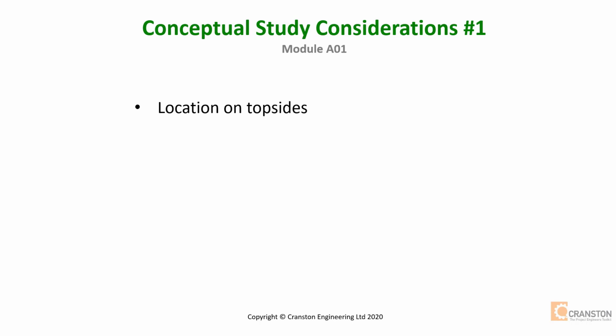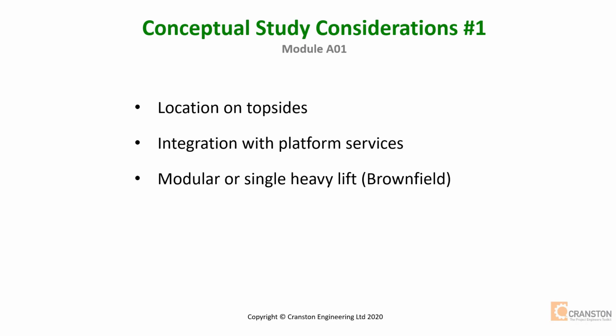We also need to look at integration with platform services, and this includes potable water, drains, fire water, power, fire and gas, etc. Early on we need to decide whether it's going to be a modular or a single heavy lift for brownfield. This is an early decision. Single lift means expense and commitment to a heavy lift vessel, while modular using the platform crane means an extended hookup duration and increased man-hours offshore.